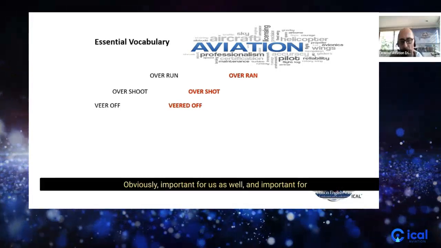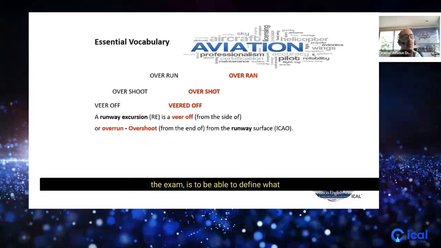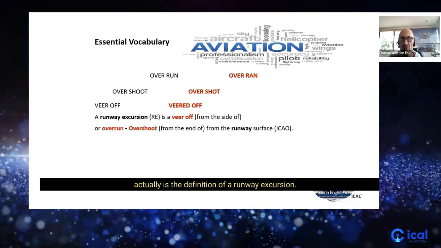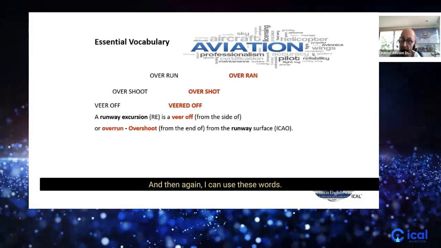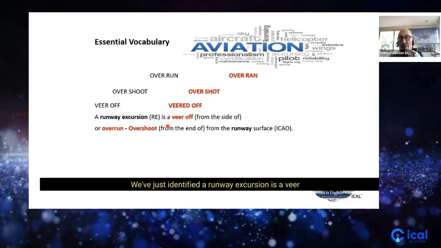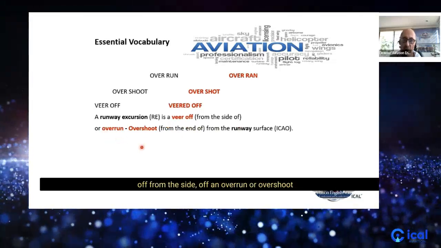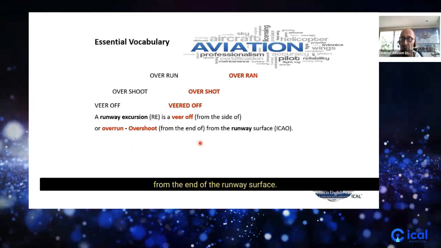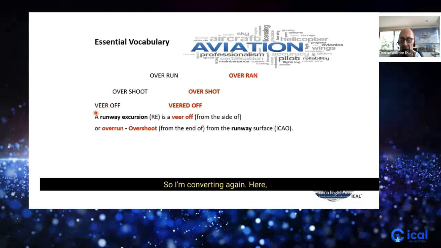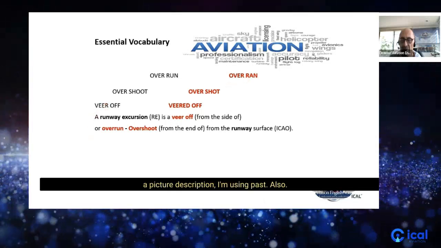Obviously important for us as well, and important for the exam, is to be able to define what actually is the definition of a runway excursion. And then again, I can use these words we've just identified. A runway excursion is a veer off from the side of, an overrun or overshoot from the end of the runway surface. So I'm converting again. Here I'm using present, but if I'm making a picture description, I'm using past.